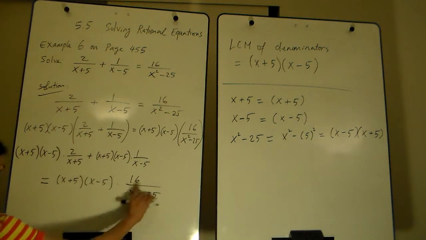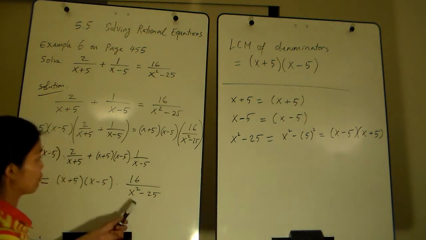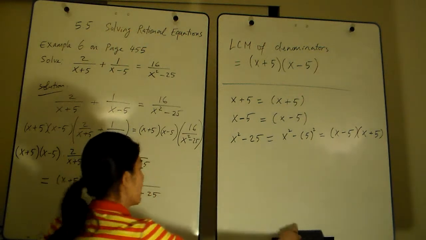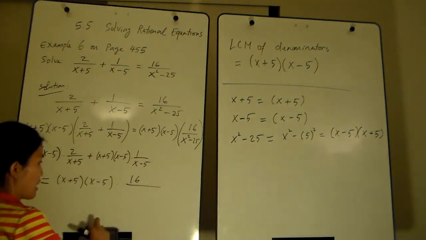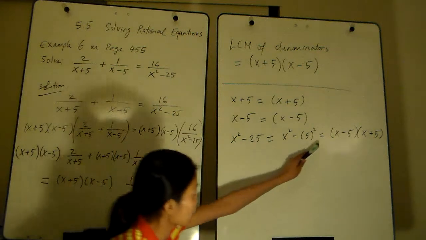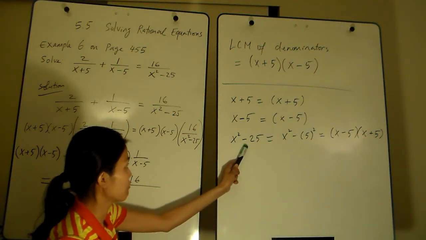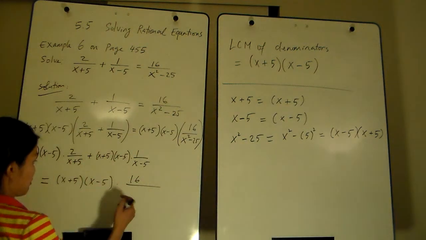Now, x squared minus 25, I can rewrite as the factor form. So I'm going to replace x squared minus 25 with the factor form: x squared minus 25 equals x minus 5 times x plus 5.